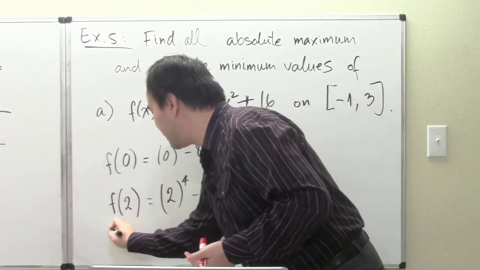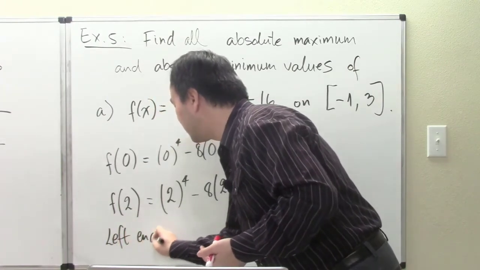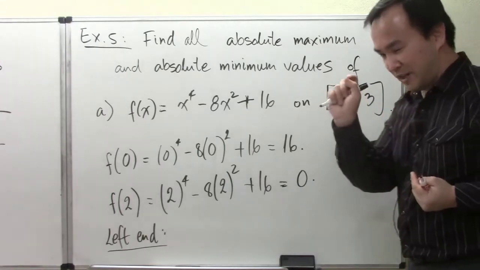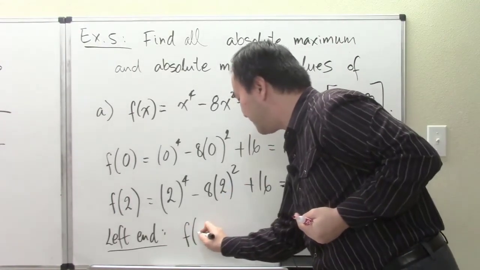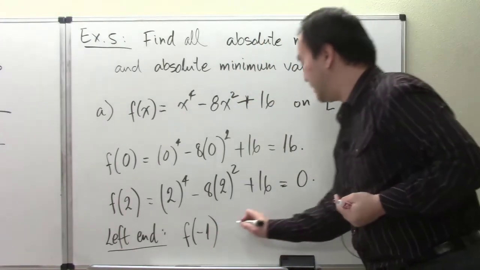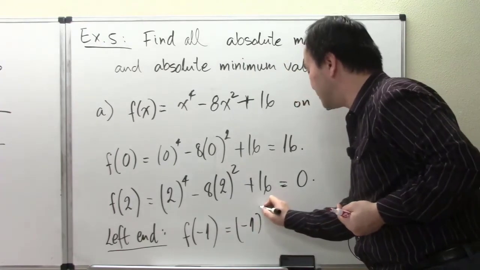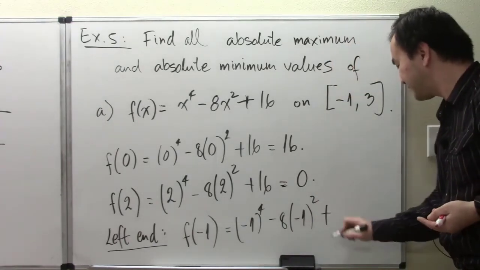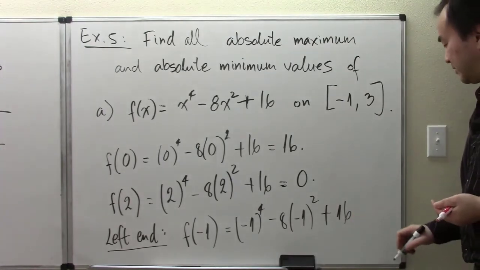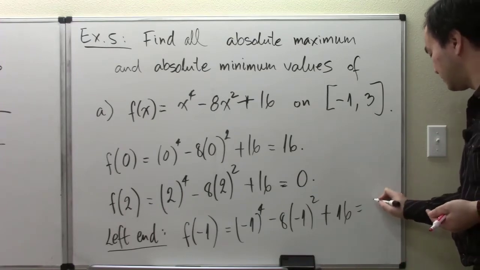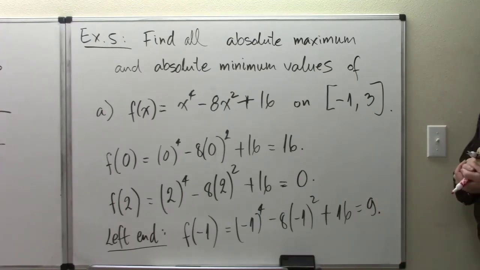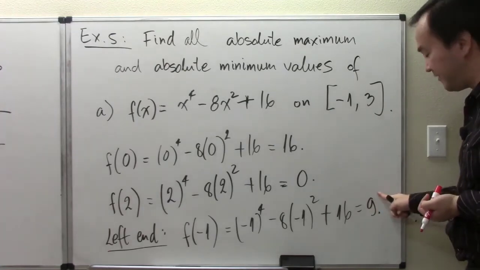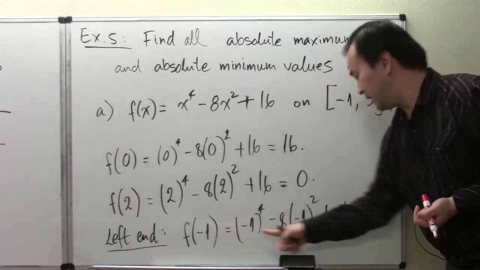So now I'm going to use the left end point. On this interval, the left end is x equals -1. I am going to substitute the left end into the function as well. So f at -1 gives me (-1) to the 4th power minus 8 times (-1) squared, plus 16. All right, and so now that gives me a 9 right there. And so on my left end, I hit as high as 9. My value came to as high as f of -1 equals 9.